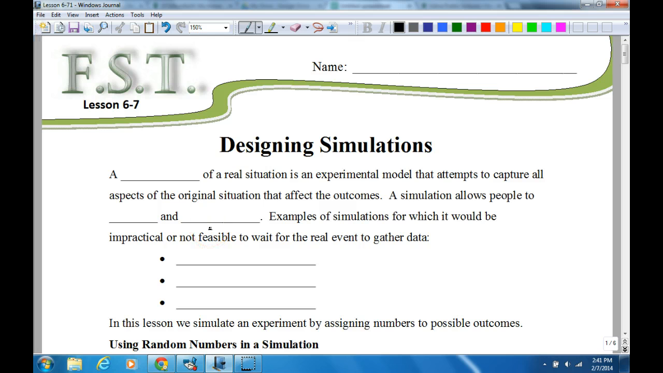Designing simulations, this is section 6, 7 of your book. And this is something that is actually very practical. You will actually see it being used in a lot of things that you read in the paper. So let's just talk about this. A simulation of a real situation is an experimental model that attempts to capture all aspects of the original situation that affects the outcomes. A simulation allows people to plan and predict.